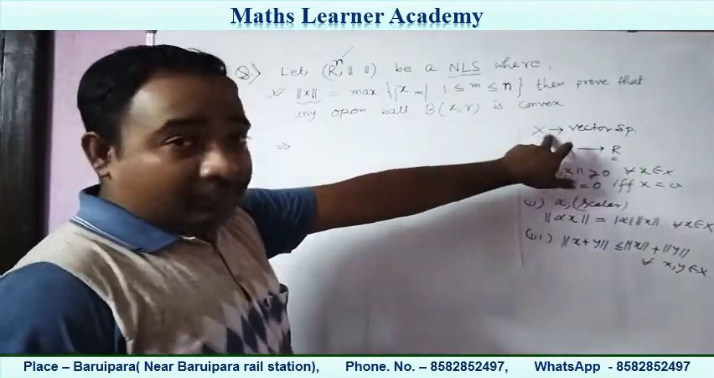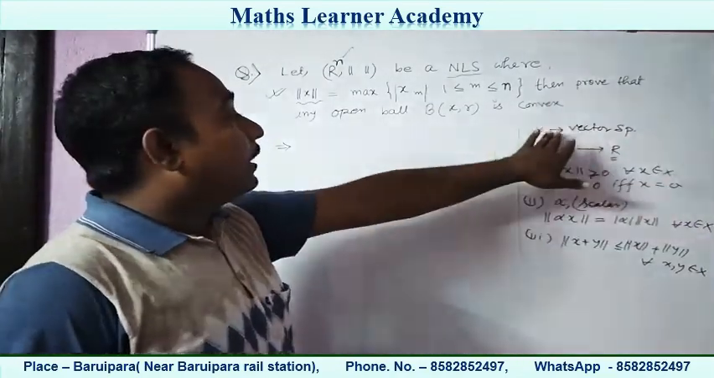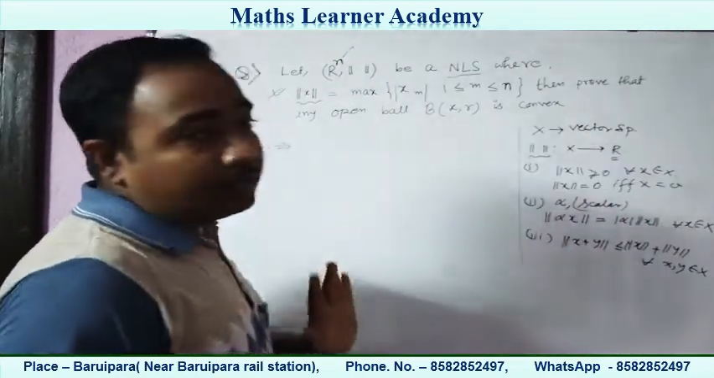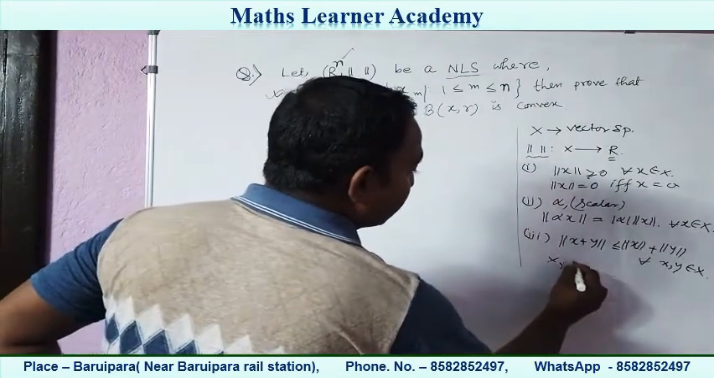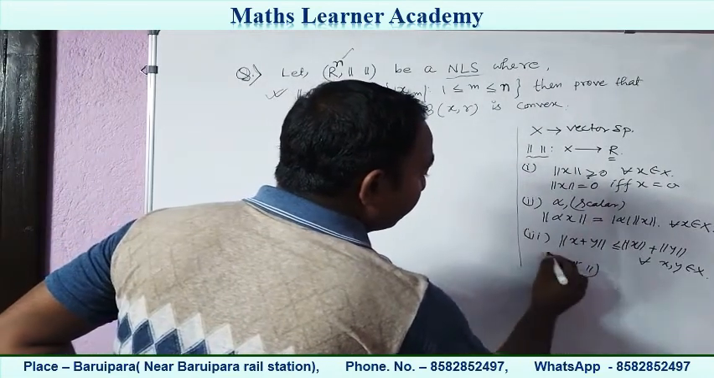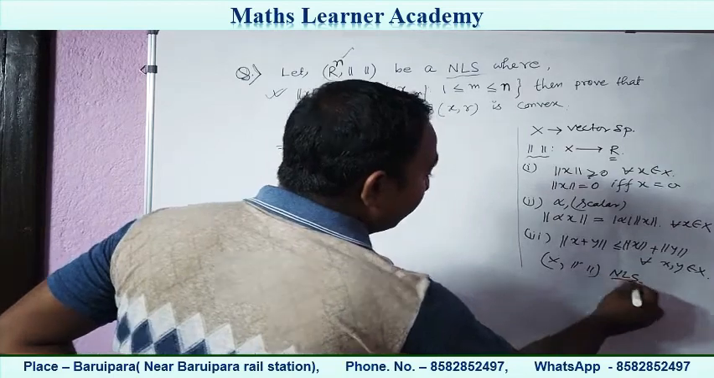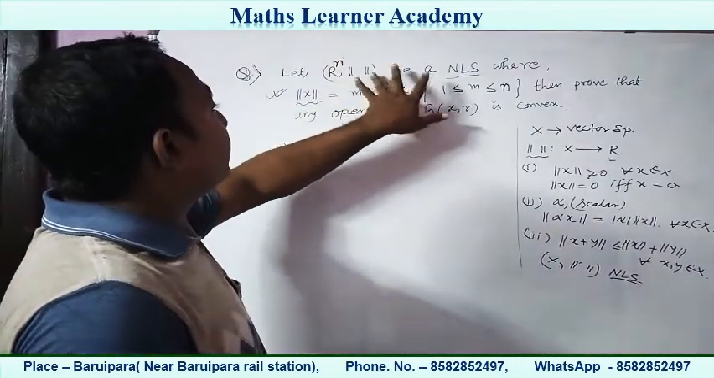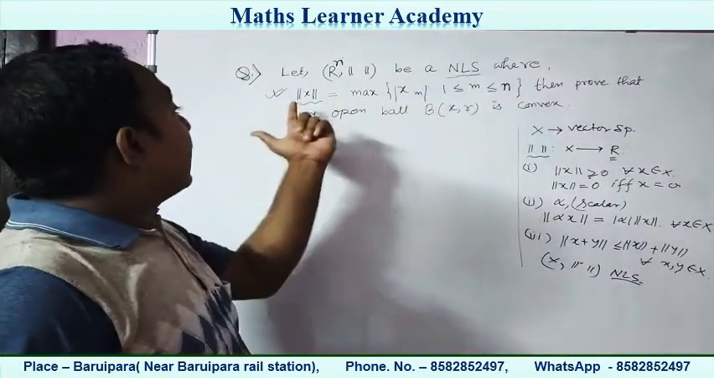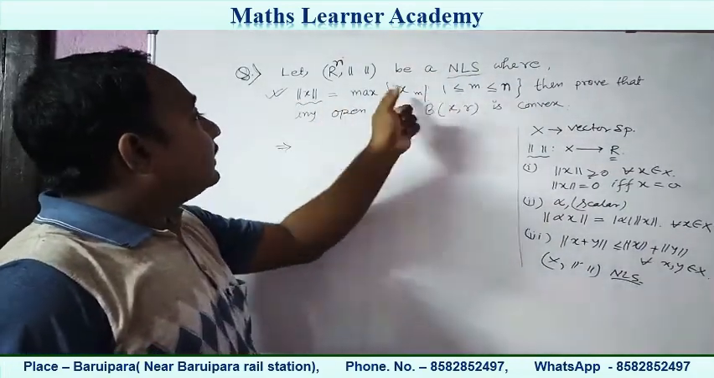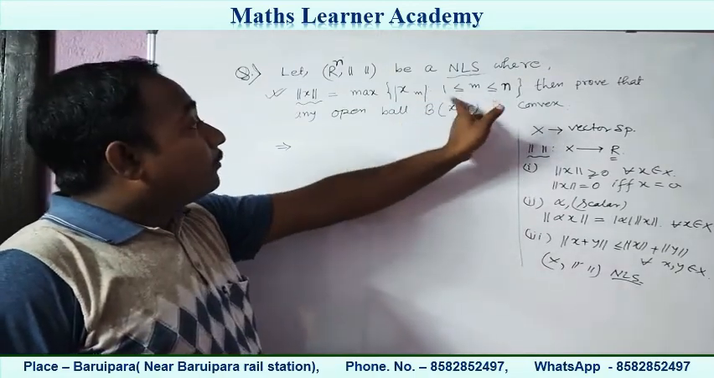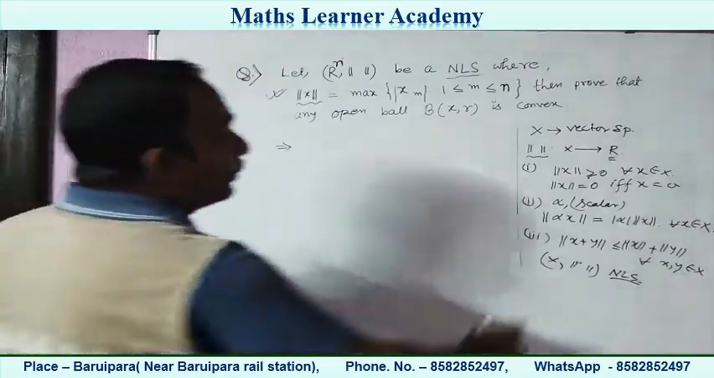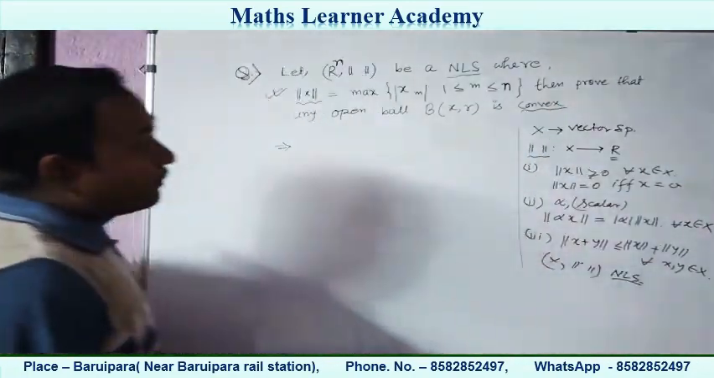So a vector space, or you may call it a linear space, with this norm defined on it is called a normed linear space. Therefore X is an NLS, in short form, normed linear space, right? Now let R to the power n with the norm be a normed linear space, where the norm is defined in this way, mod x_m where m lies within 1 to n, then prove that the open ball B(x, r) is convex. Now what do you mean by convex? What is the concept of convex?